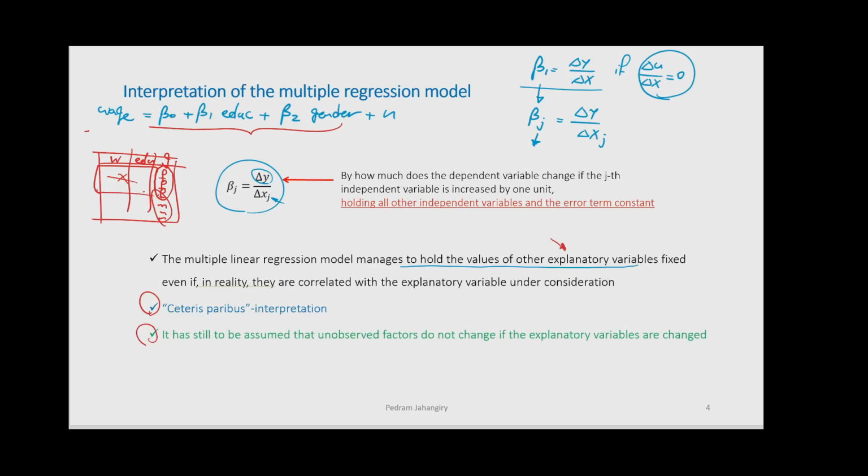Okay, finally, it still has to be assumed that unobserved factors do not change if explanatory variables are changed. So look at that. For instance, in this example, we said, okay, we are controlling for education and gender. However, we are still calling everything else an unobserved factor. And we are assuming that everything else is constant, okay? Or implicitly, sorry. So we are making that assumption implicitly. All right, so yeah, that's pretty much it.